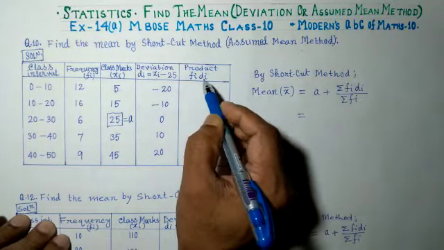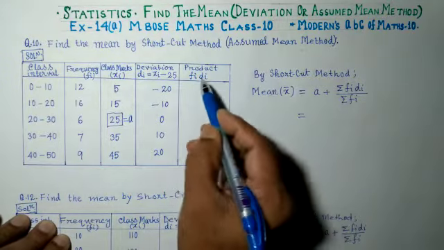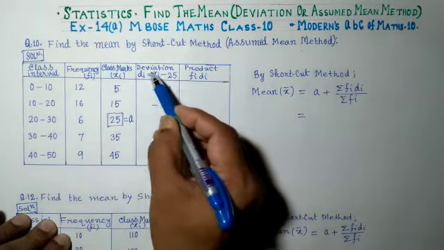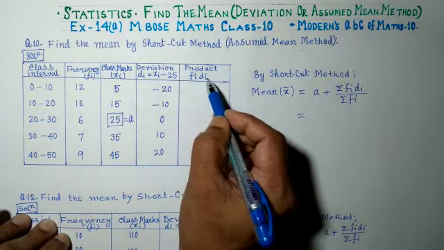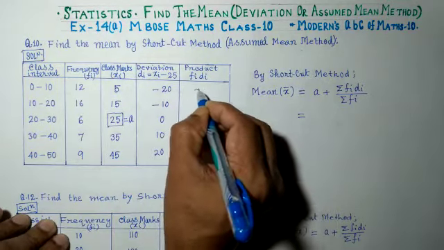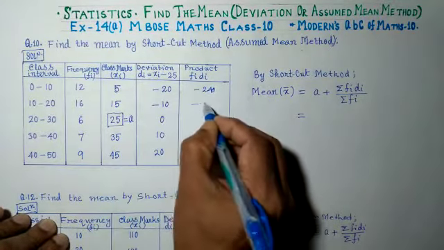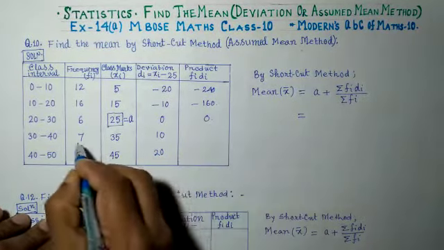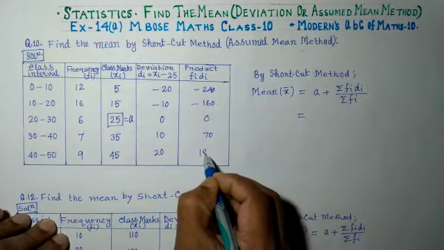In the direct method we got fi xi, but in this shortcut method or assumed mean method, this is di. So when we multiply the line frequency fi with the line deviation di, we get here fi di. So let us multiply 12 by minus 20, it is minus 240, and then 16 by minus 10, it is minus 160. 6 by 0, it is 0. 7 by 10, it is 70. And then 9 by 20 is 180.